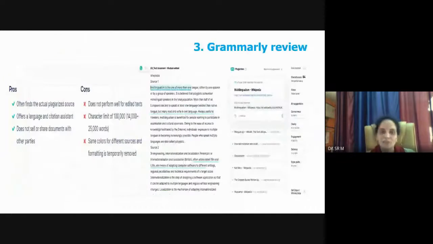Then Grammarly review, most of us would have used this. So it catches the actual plagiarized source, but nothing is available in API style, it seems. They're trying to offer a language as well as citation assistant also. Most of the times, even if it finds out the right source, the matches are only partial, it seems. They are not highlighting the entire plagiarized section. Again, they are not sharing the documents with the third parties, so we can trust it. There is a character limit, everything I have put it.